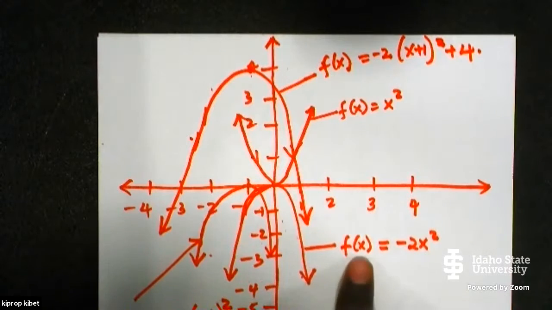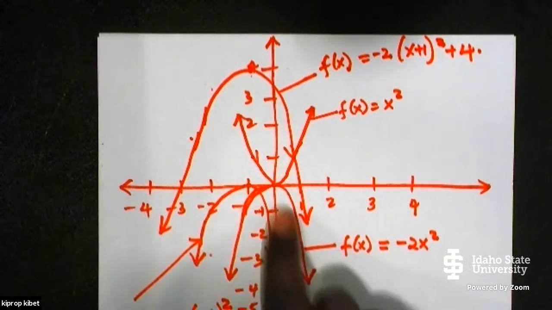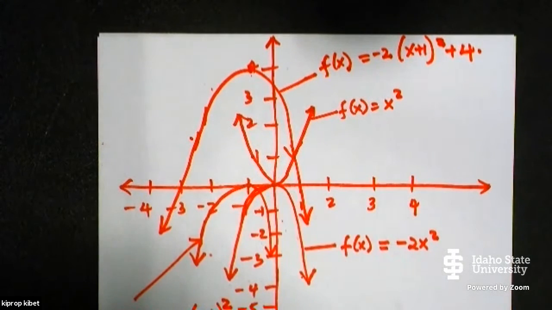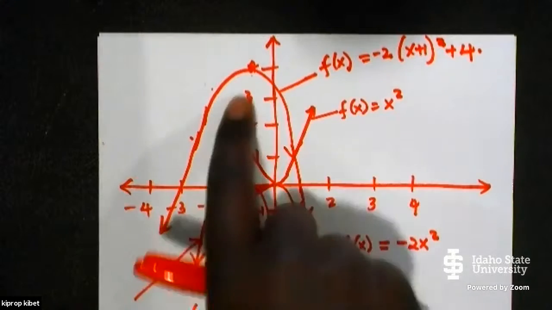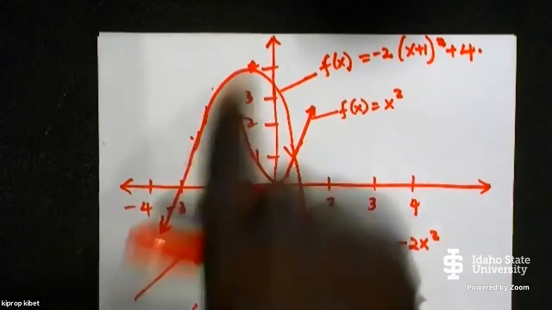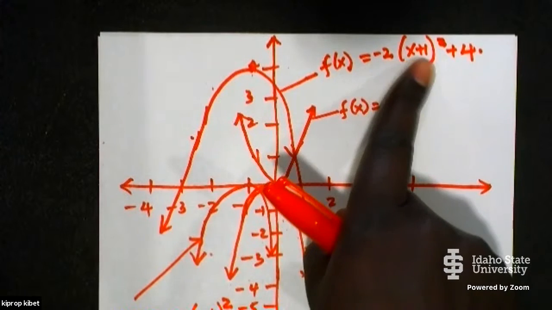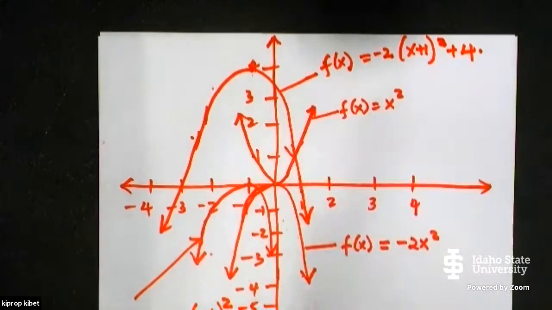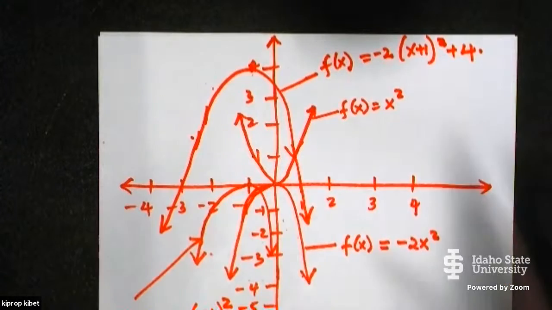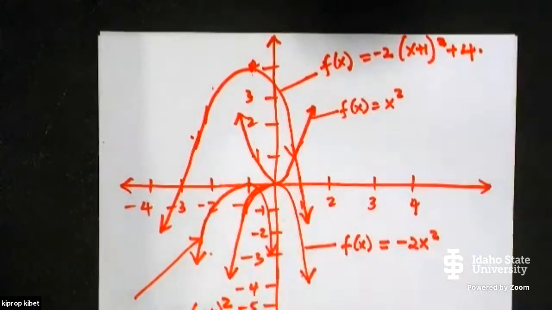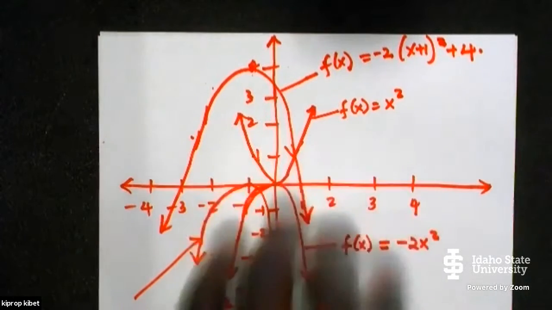So the first one is f of x equals minus 2x, which is this. The second one is f of x equals minus 2, x plus 1 squared. And then the final one is this one. So it will transform to f of x equals minus 2, x plus 1 squared plus 4. So that is how we draw our quadratic function using the transformation.